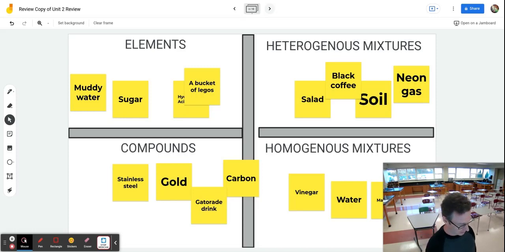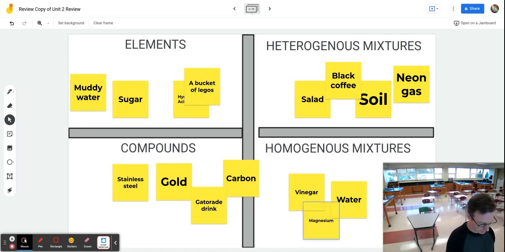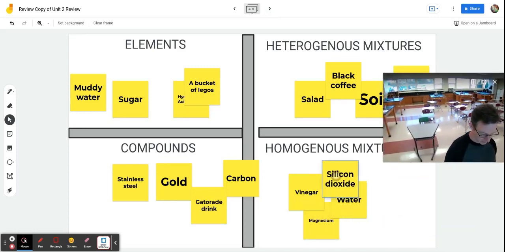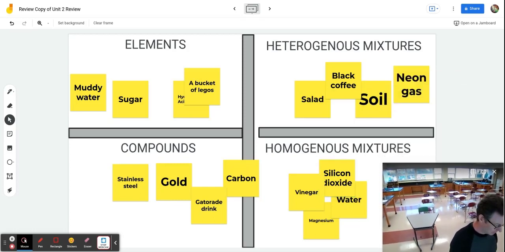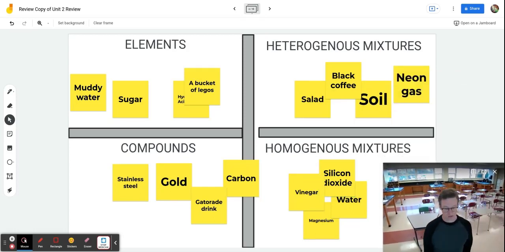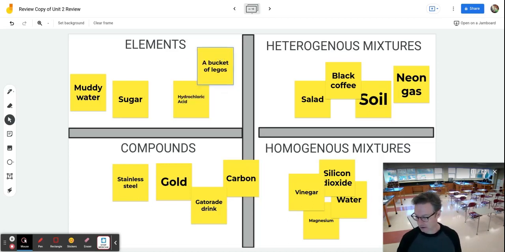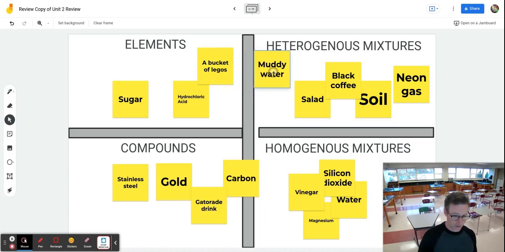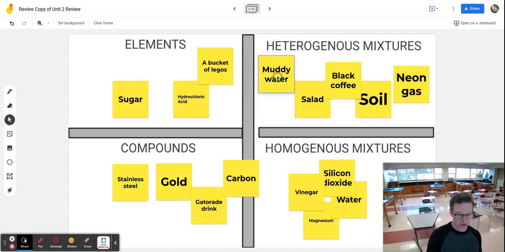All right, so now we have to decide if these are elements, compounds on the one hand, which are pure substances, or heterogeneous or homogeneous mixtures. So let's take a look. We've got muddy water. So the water is a compound. Mud is a combination of different types of substances, but muddy water is a mixture. So it's definitely going to go over here. Now, is it heterogeneous or homogeneous?